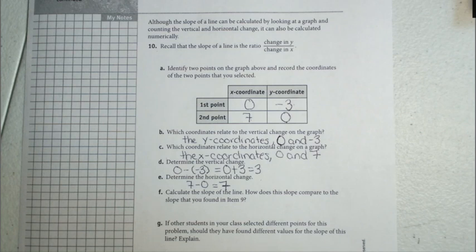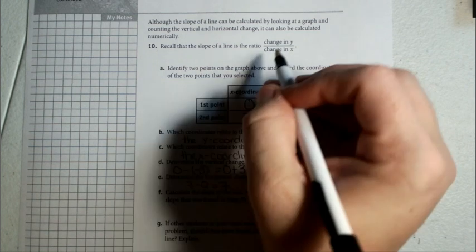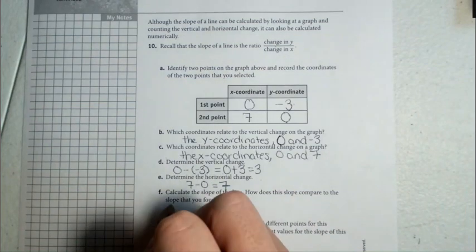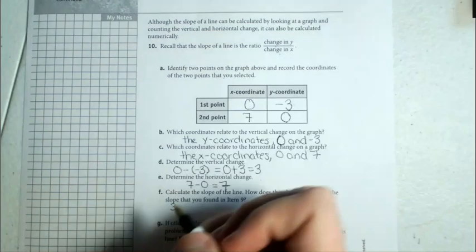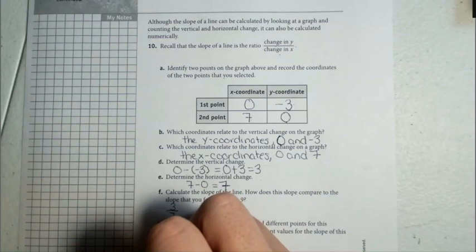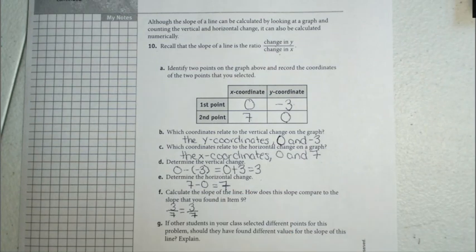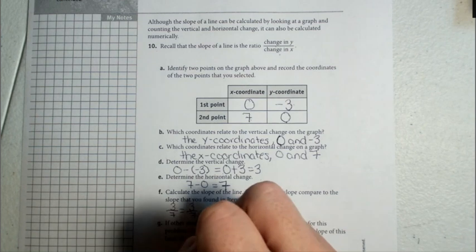Calculate the slope of the line, and how does the slope compare to the slope that you found in item 9? Whenever I did it, I did change in y, that's what we found here. So that's 3 over the change in x, which is 7. And I believe that that equaled the 3/7 that we saw on the previous page. So the slopes are the same.